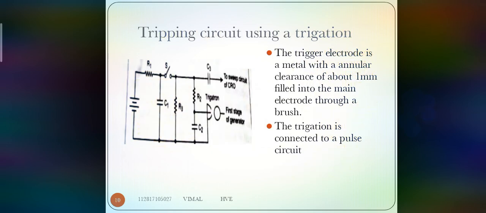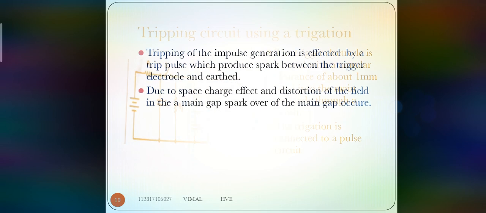Tripping circuit using a trigger gap. The trigger electrode is a metal rod with an annular clearance of about 1 millimeter, fitted to the main electrode through a bushing. The trigger is connected to the pulse circuit. Tripping of the impulse circuit is effected by the trip pulse, which provides a spark between the trigger electrode and earth. Due to the space charge effect and distortion of the field in the main gap, spark over of the main gap occurs.